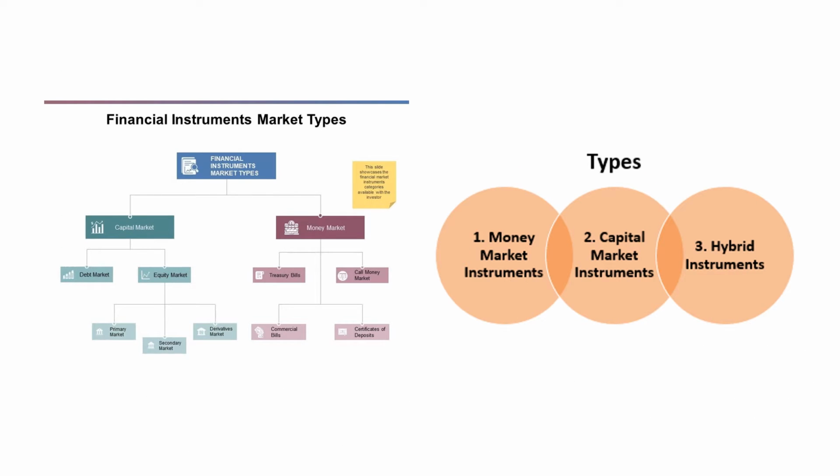The basic classifications are as follows. Money market instruments. Money market instruments include call or notice money, caps and collars, letters of credit, forwards and futures, financial options, financial guarantees, swaps, treasury bills, certificates of deposit, term money, and commercial papers.